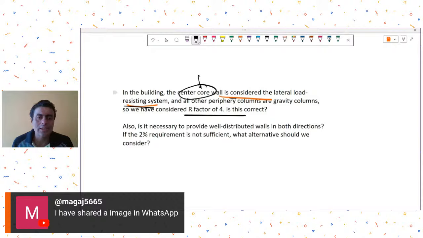so he is saying that the central core wall is provided as a LLRS and all other periphery columns are gravity columns. So we have considered R factor of 4.